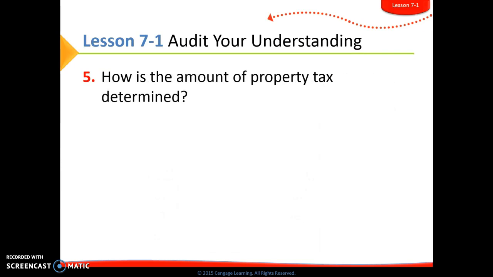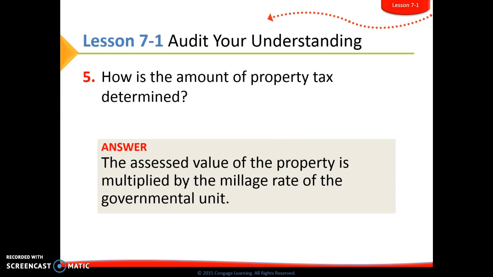And then the last question, number 5, how is the amount of property tax determined? So there's going to be an assessed value of the property. That is then multiplied by the millage rate of the governmental unit to figure out the property tax.